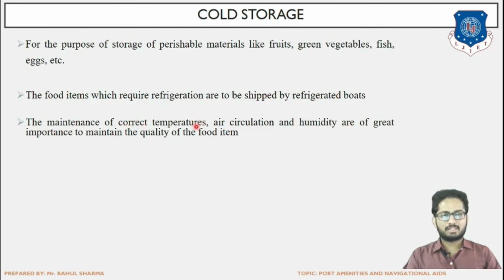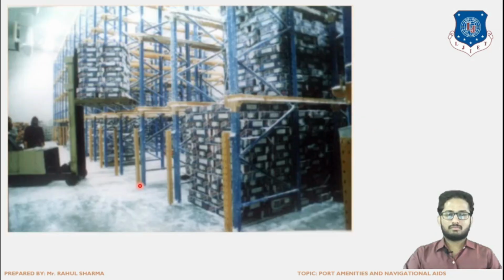Maintenance of the correct temperature range is needed, that is, they have to be maintained at a certain low temperature. Circulation of air and humidity are of great importance to maintain the quality. So to make sure that the quality is not deteriorated, air circulation, humidity and a certain range of temperature are kept in mind, otherwise it will affect the quality of the food. This is the view of the cold storage, basically maintaining the temperature range and the quality of food products.